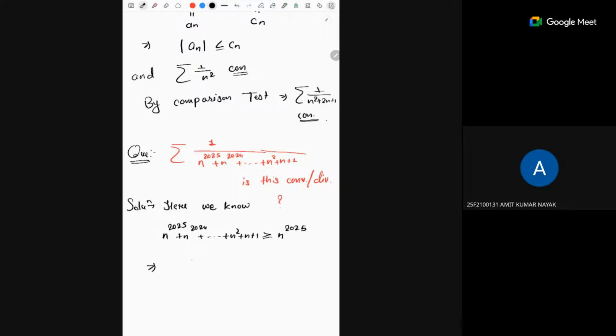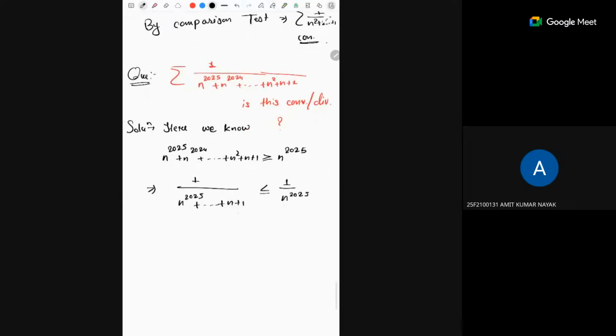And you can just take the reciprocal, so that is 1 by n to the power 2025 plus and so on plus n plus 1. This is less than or equal to 1 by n to the power 2025. So that means this will work as a Cn. And we know that summation Cn, which is summation 1 by n to the power 2025, converges. So by comparison test, we can say that An also converges. Okay, is that clear?